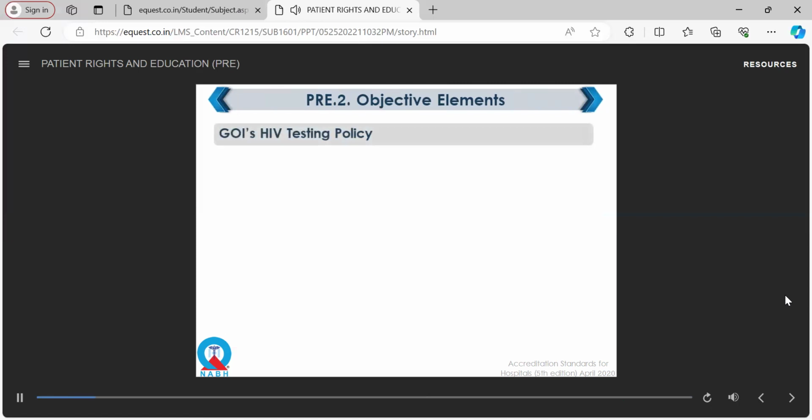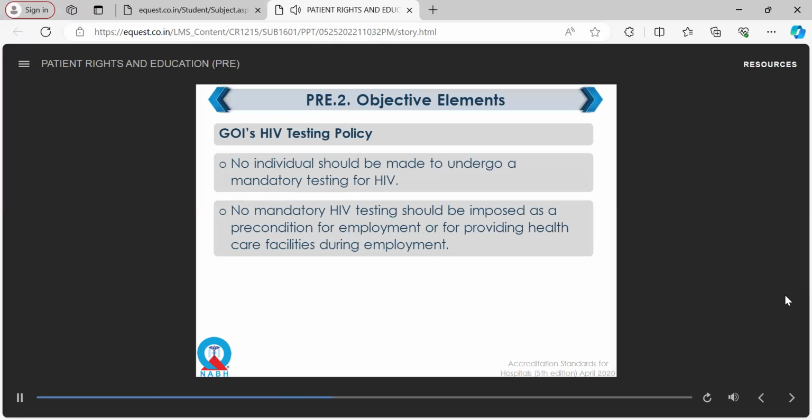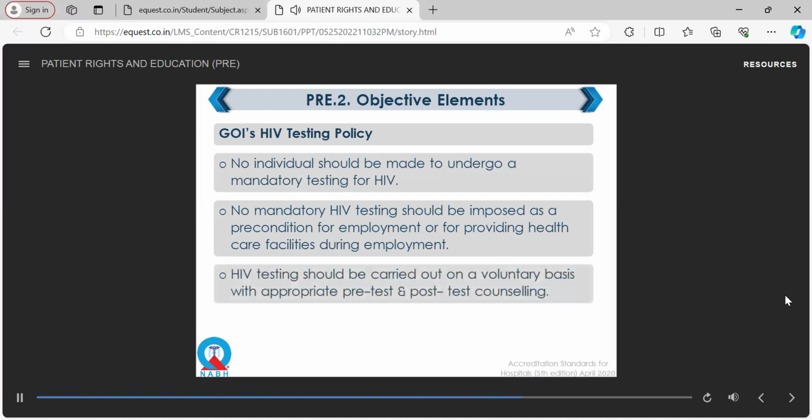Let's look at the GOI's HIV testing policy. As per the policy, no individual should be made to undergo a mandatory testing for HIV. No mandatory HIV testing should be imposed as a precondition for employment or for providing healthcare facilities during employment. HIV testing should be carried out on a voluntary basis with appropriate pre-test and post-test counseling.